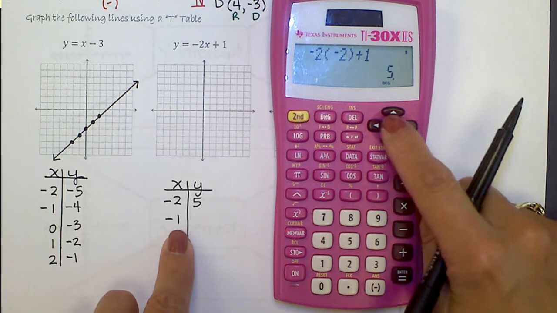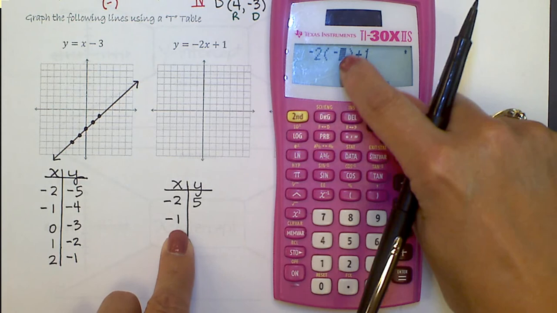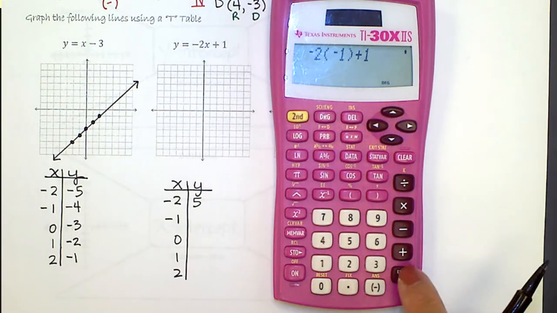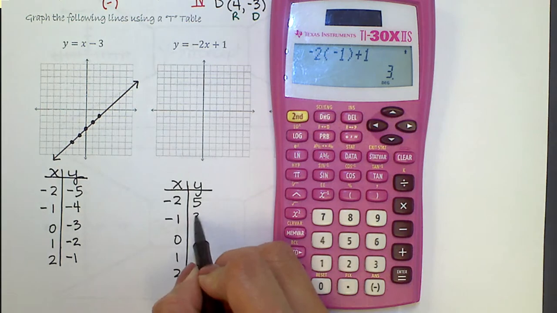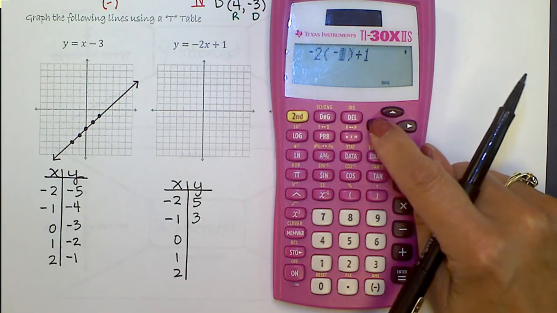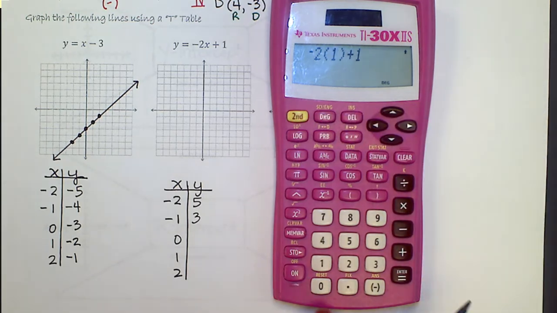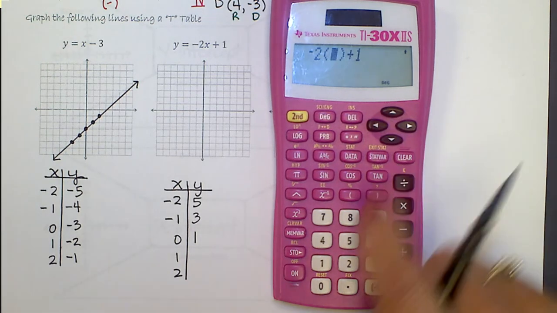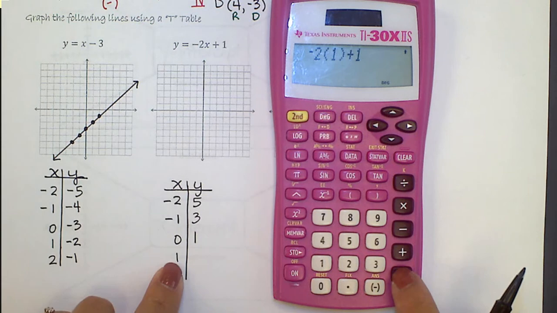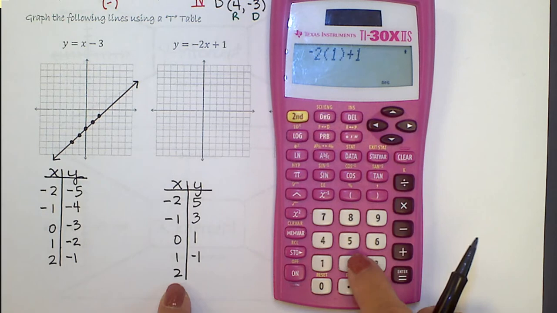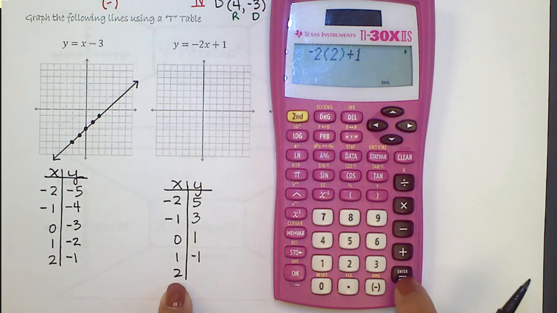Okay, I'm going to replace this -2 in here. Make sure you're replacing the x, not the -2 in front. So -2 times -1 plus 1 is 3. Now I'm going to replace the -1 with 0. So rather than retyping it, I'm just going to delete the negative, replace it with a 0, and I get 1. Some of you are starting to see a pattern. Replace the 0 with a 1. So -2 times 1 plus 1 is -1. And replace the 1 with a 2, because that's the last value I picked, and I get -3.